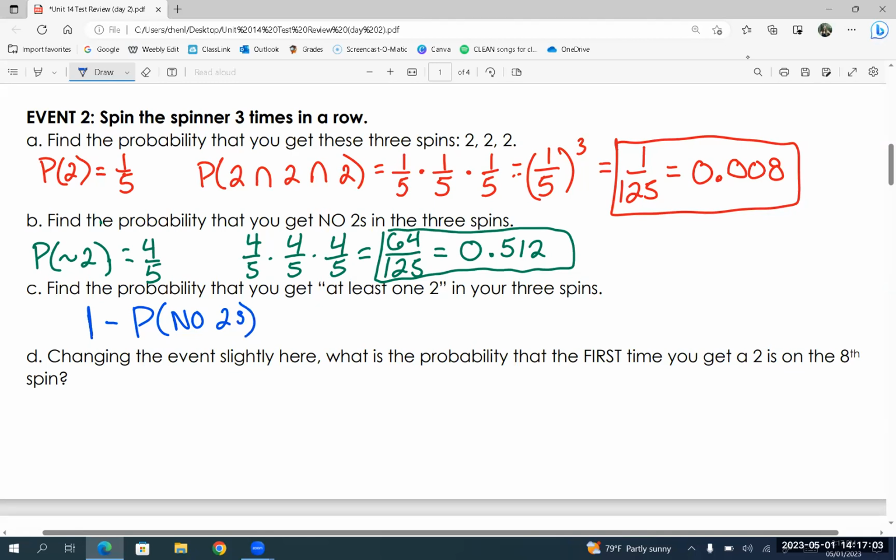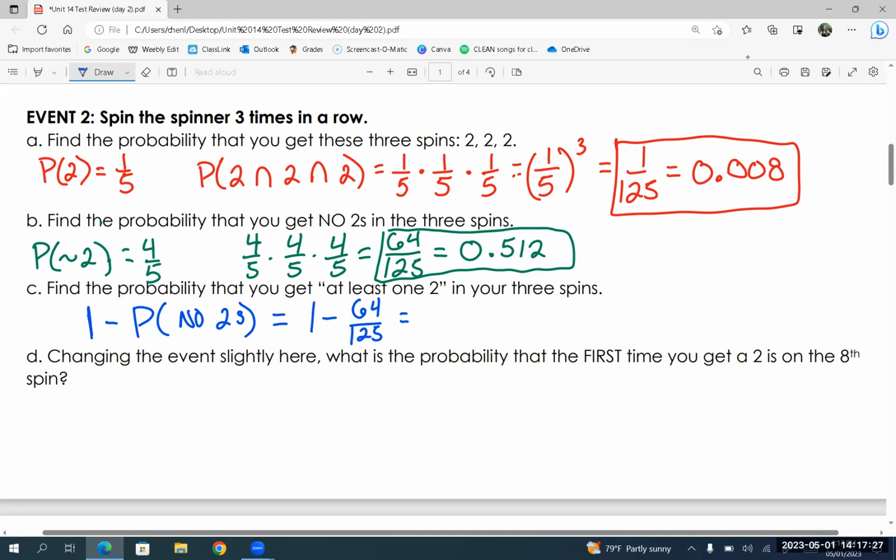And that was what we had found before. So instead of saying no, we could say not. So no 2s, and that's where we had gotten the 64 over 125. So we would do 1 minus 64 over 125. Because if I'm doing the complement of getting no 2s, that would mean at some point I get a 2, whether that's the first spin, the second spin, or the third spin.